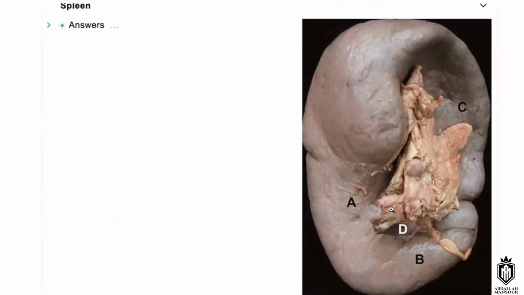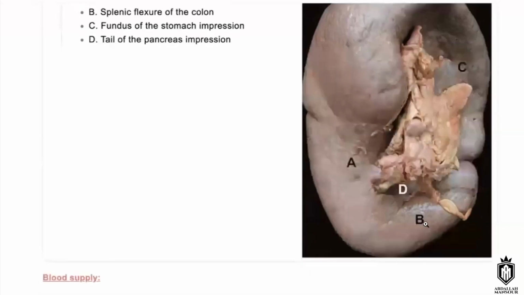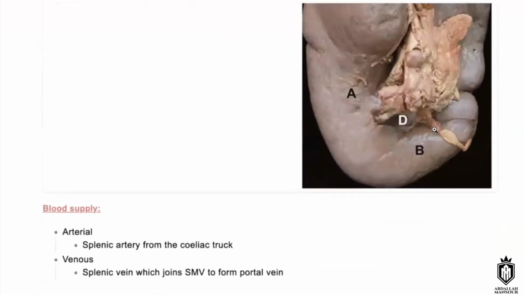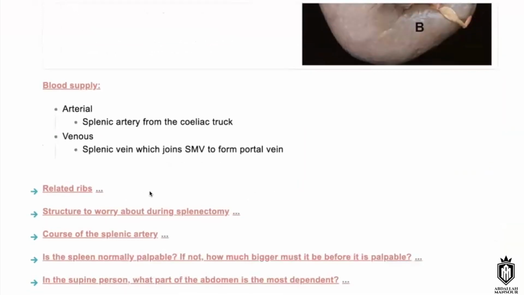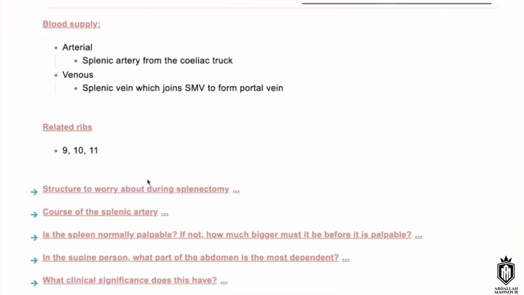Yeah, well done. So D is the tail of pancreas, renal impression is A, and C is gastric or the fundus, and B is the tail of pancreas. Sorry, the B is the splenic flexure of the colon. What are the related ribs to the spleen? 9, 10, 11. Yeah, and what are the structures to worry about if you're doing a splenectomy? Injury to tail of pancreas. Yeah, mainly the tail of pancreas.